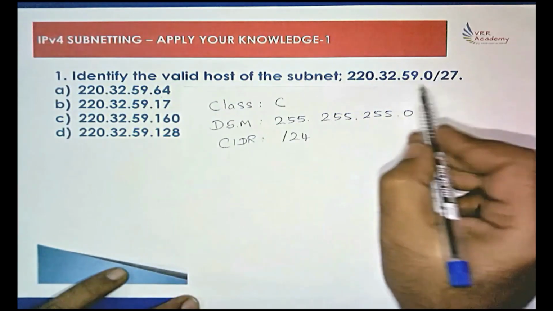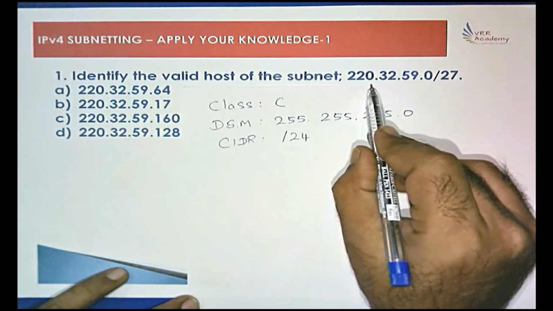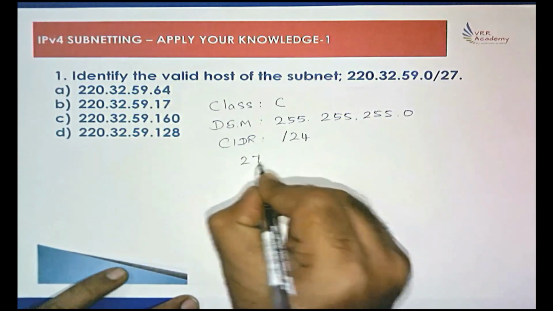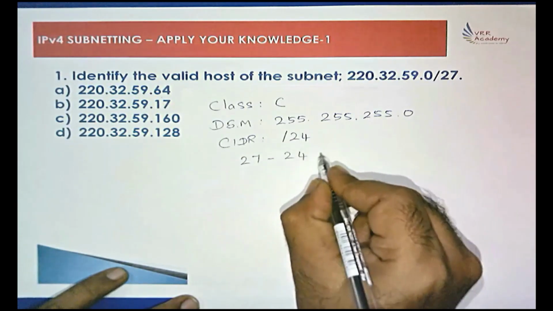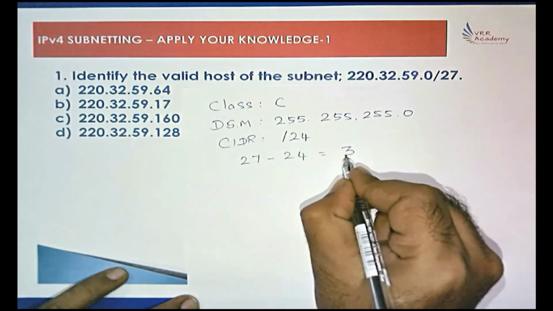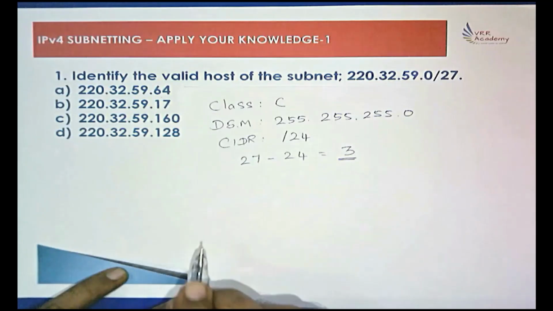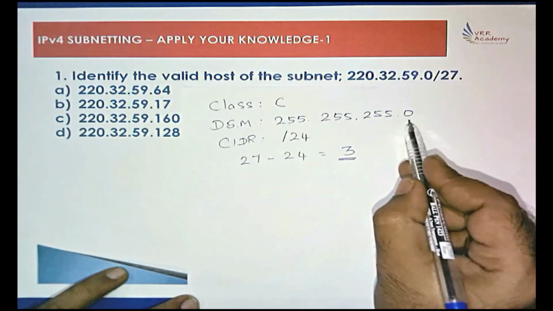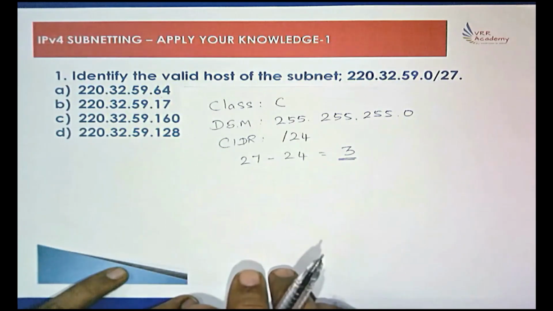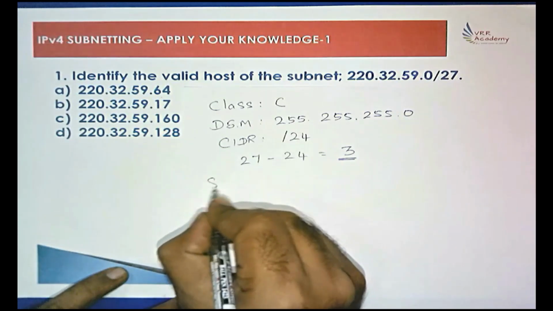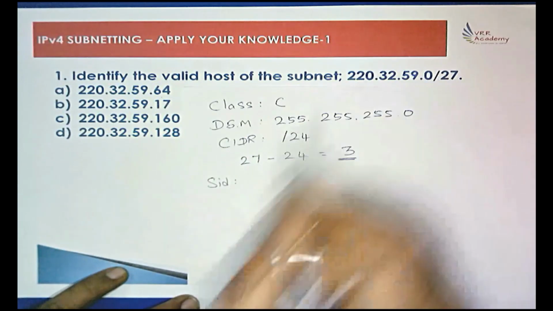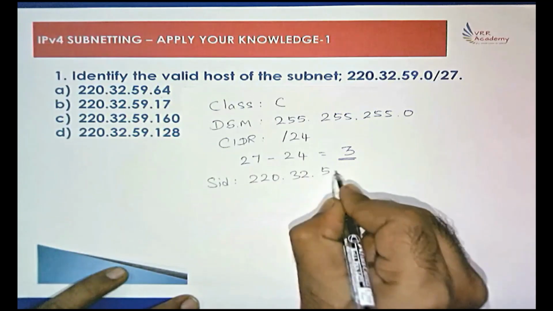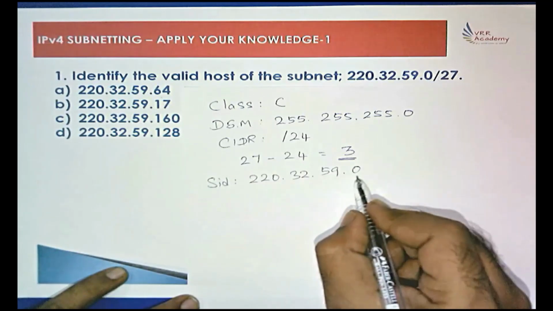Now, if you see the IP address given here, the prefix given here is 27. So 27 minus 24 is equal to 3. That means 3 bits have been borrowed. They borrowed 3 bits in the 4th octet and they are doing subnetting. That is the meaning. Now, what is the subnet ID? It is clearly given here: 220.32.59.0. So this is the subnet ID.